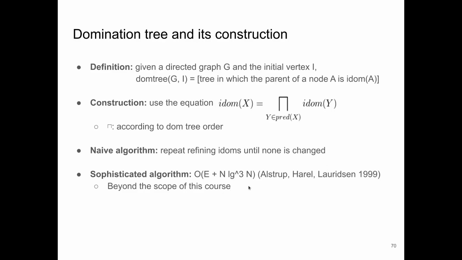But if you're interested, please search for the dominator construction algorithm, Lengauer and Tarjan, 1979, and it will pop up a paper describing this very sophisticated algorithm. If you're interested, please read it.